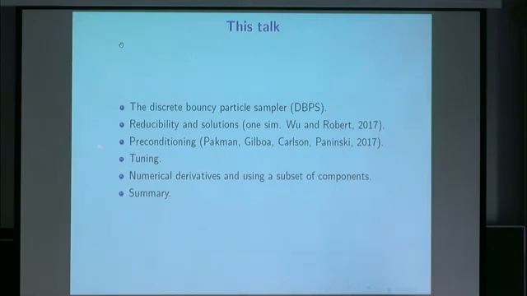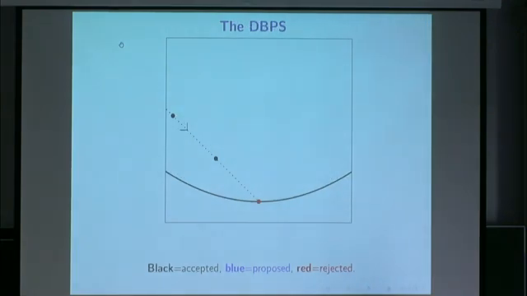I'll talk about tuning the algorithm, and I'll talk about how we don't actually need to evaluate the whole of grad log pi. We can just take its component in 1 or 2 directions and still get a valid algorithm that might actually be beneficial. Okay. So the discrete bouncy particle sampler, how's it going to start off?